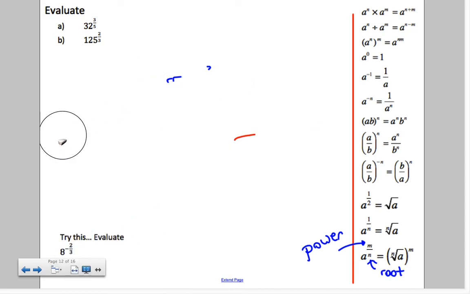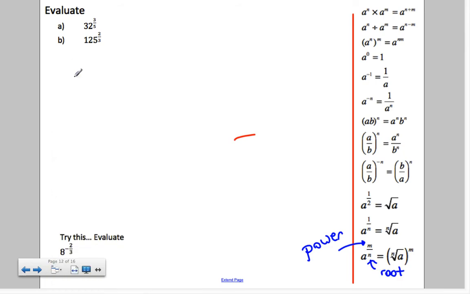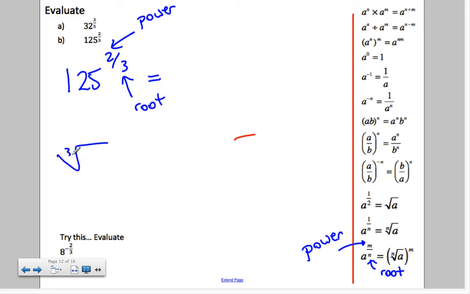All right, let's try the next example. Similar kind of thing. We've got a fractional exponent. So 125 to the 2/3. The top number, the numerator, is going to be our power. The denominator is going to be our root. So let's deal with the root first. The cube root of 125. A small number that when I cube it, I get 125. You've got it, it's 5.